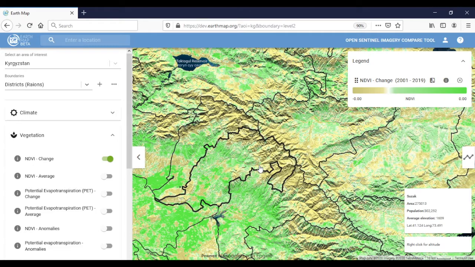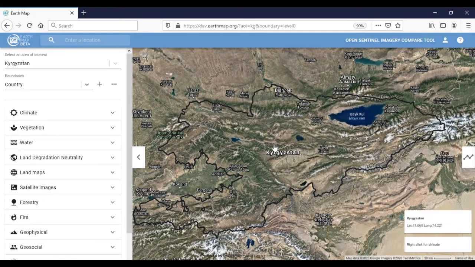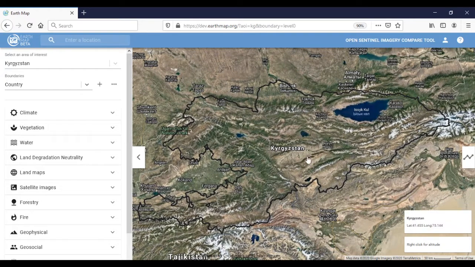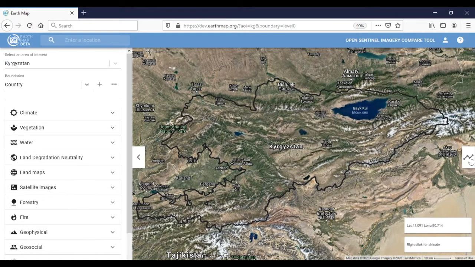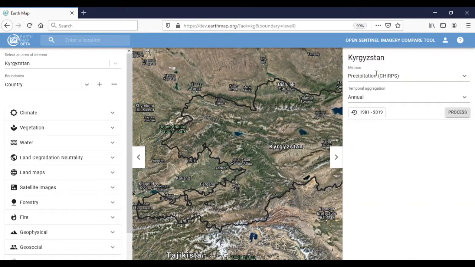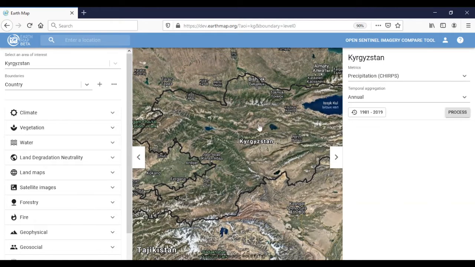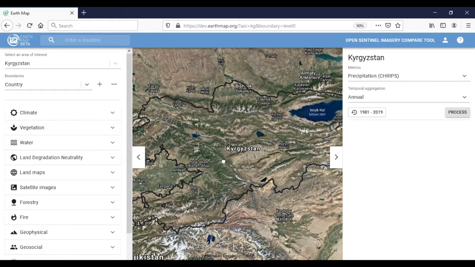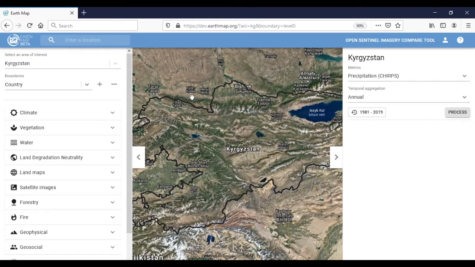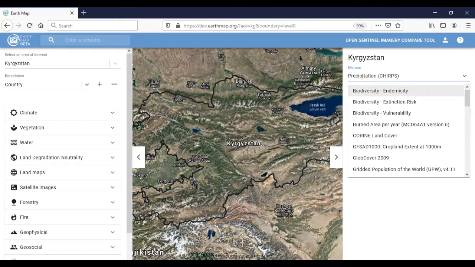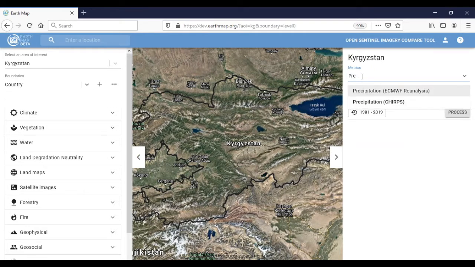In order to support the analysis with more data, climatic variables were also assessed. First of all, we could perform some statistics on precipitation variables at the national level. Let's have a look at precipitation data at the national level in Kyrgyzstan. For this, we click the shapefile Kyrgyzstan or the area of interest Kyrgyzstan, select precipitation, and temporal aggregation annual, and process the statistics.